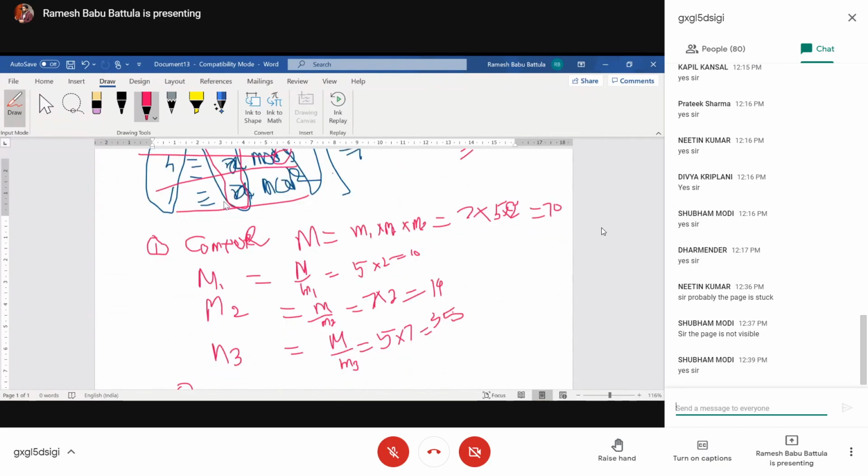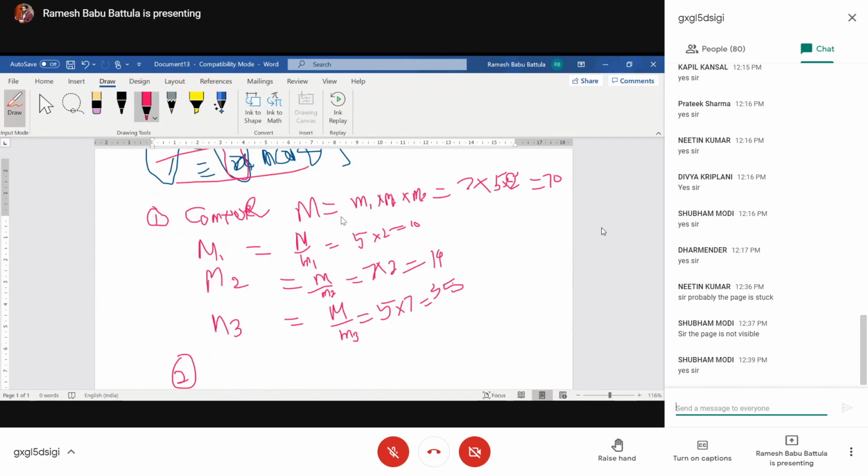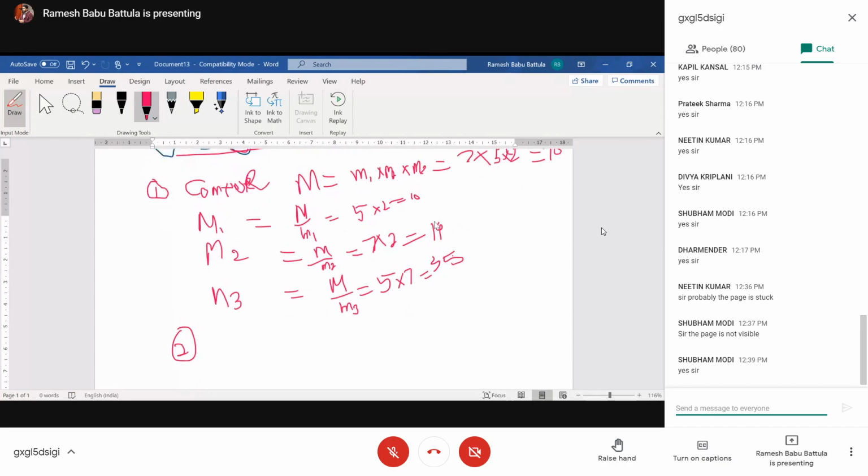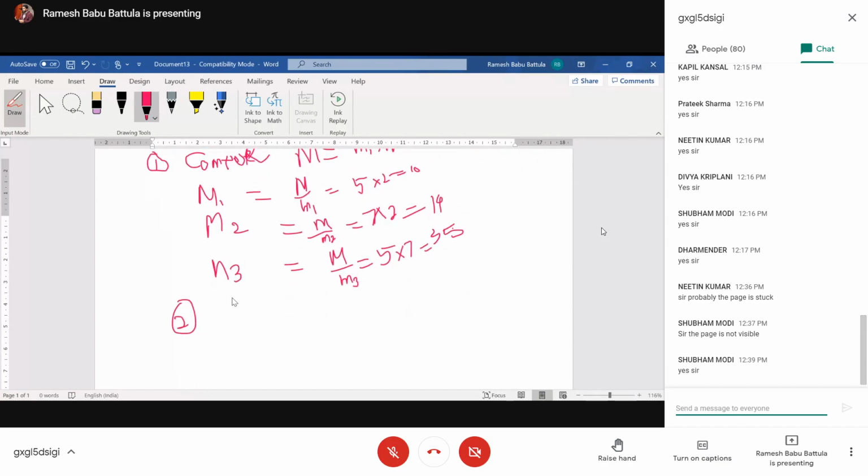There, the first step I am writing is compute M is equal to m1 into m2 into m3. That is going to be equal to 7 into 5 into 2, which is 70. Then you have to calculate M1, M2, M3 and so on, that is M divided by m1, M divided by m2, M divided by m3. The corresponding resultant values you will find like this.